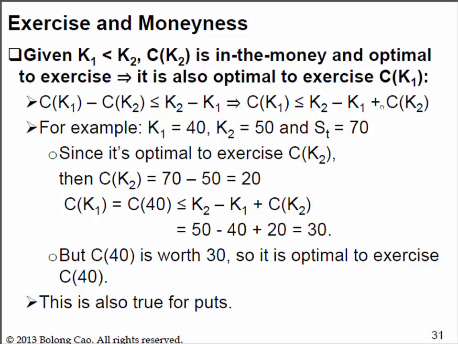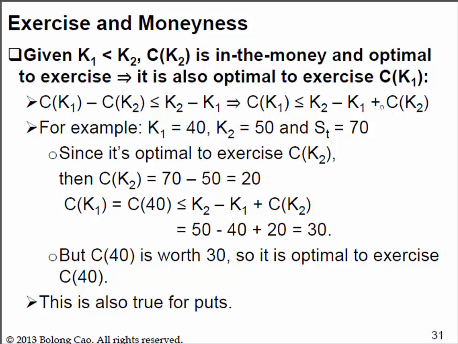Now, let's calculate the upper bound for the low strike call, call with a strike price of 40. What do we have? The difference in the two strikes, 40 to 50, is $10. And then the value of that high strike call is $20. So it's $10 plus $20, which equals $30. And that is actually its intrinsic value. If you exercise this American call, right, with a $40 strike, now it's 70 minus 40. That's exactly what it's worth.